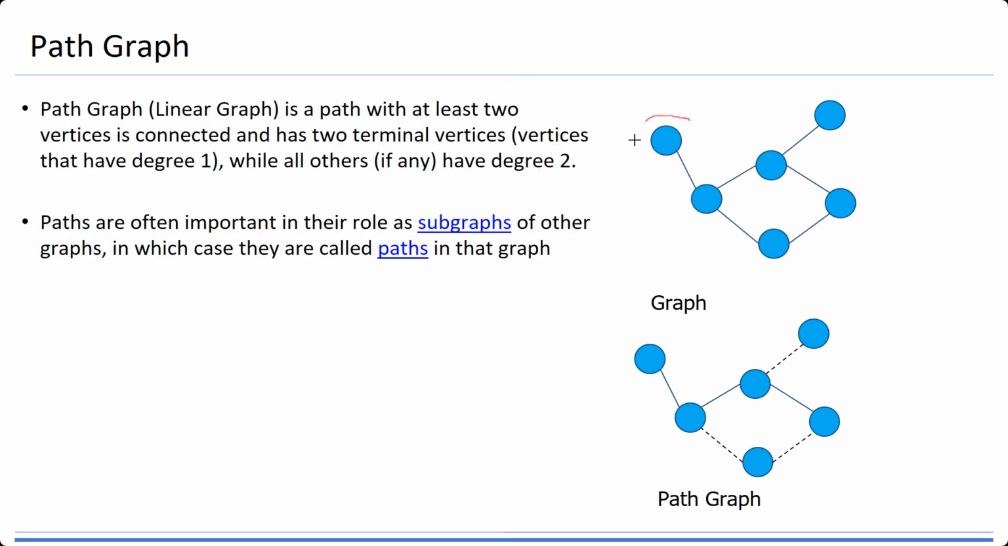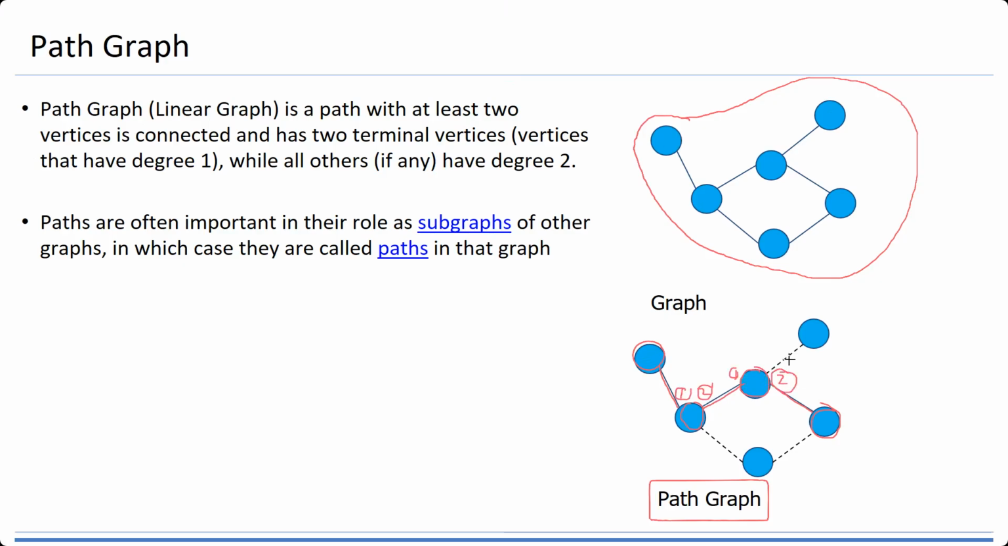So for example, this is a graph. Okay, this is a graph, and this is a path graph. So this path graph means I have one vertex with degree of 1. I have another vertex with degree of 1. But this vertex and this vertex have degree of 2. So this one is 1 and 2. And this one is 1 and 2.